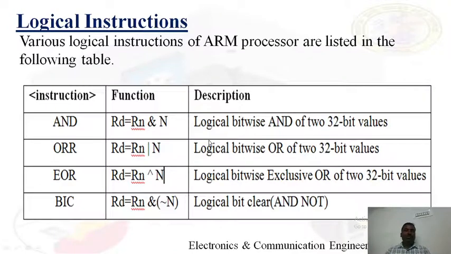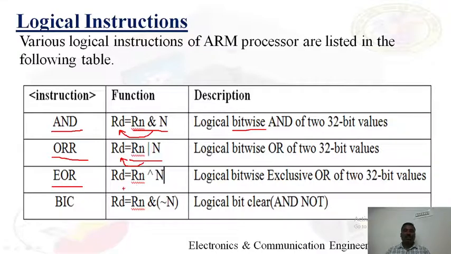Let us move on to the next slide that contains the various logical instructions available in the ARM processor. So these are the logical instructions available in the ARM instruction set. This is the simple logical AND operation between Rn and n, and the result will be stored into Rd. Remember, the AND operation takes place bitwise. Then ORR, this instruction performs the logical OR operation, and that result will be stored into the destination register.